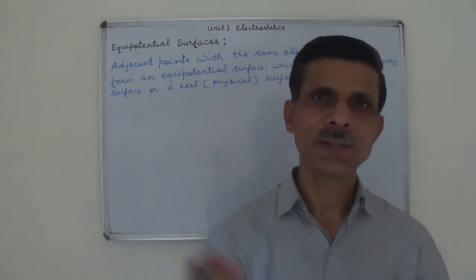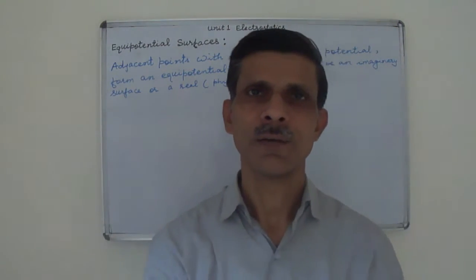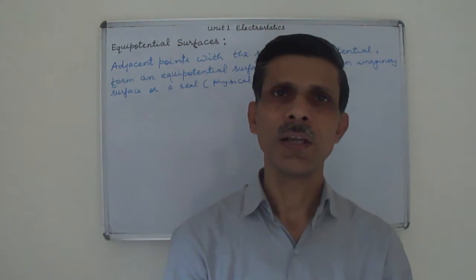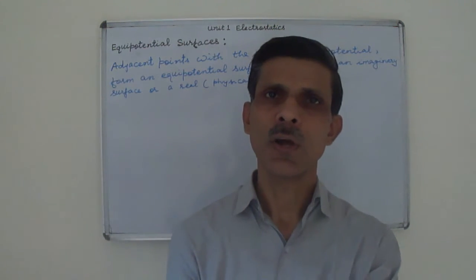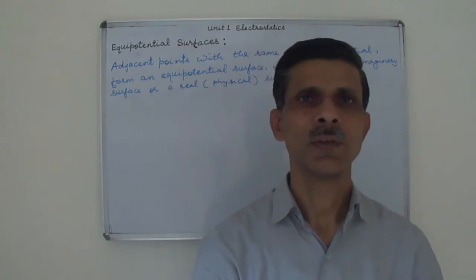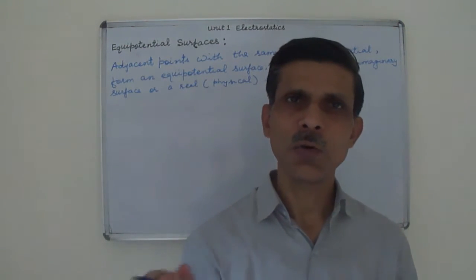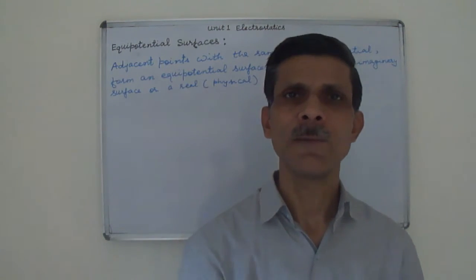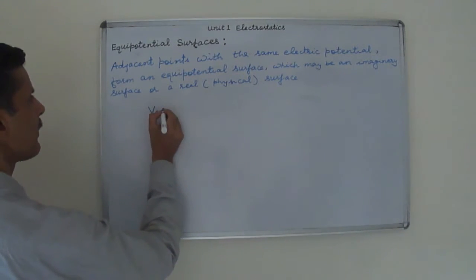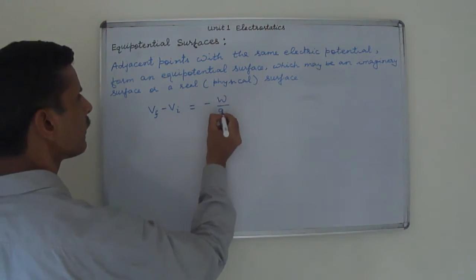If we consider 2 points on an equipotential surface, then no work is done by the electric field on a charged particle in moving it from one point to the other on the equipotential surface. It is because the potential difference between any 2 points on an equipotential surface is 0. You know Vf minus Vi is equal to minus W upon Q.